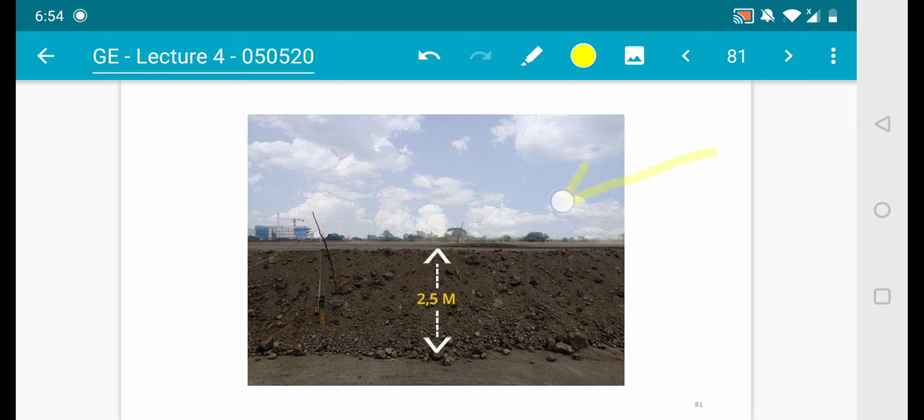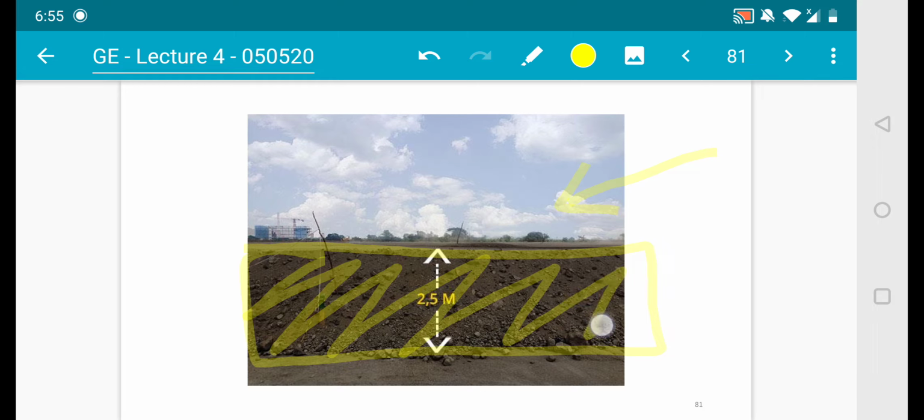So this is a preloading procedure where you have a total of 2.5 meters of preloading at site. So this is the site original grade.